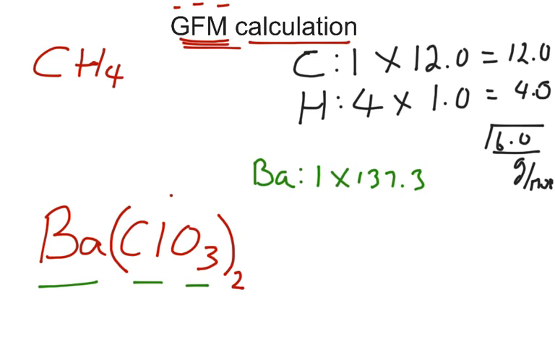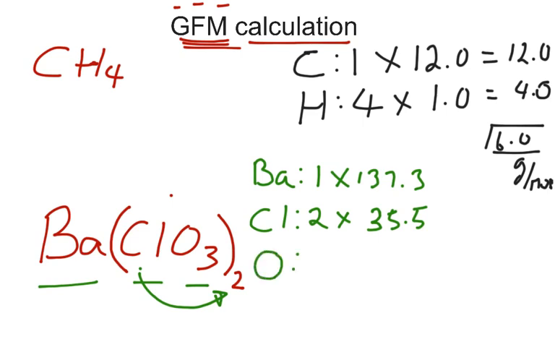We have two chlorines. Now we have to be careful. If you have parentheses and a subscript on the outside, that subscript distributes to the whole of what's inside of the parentheses. So we have chlorines. We have two of them, and we're going to use 35.5 for each chlorine. Okay, and for oxygens, how many do we have? Yes, we have 6 oxygens, okay, at 16.0 each.